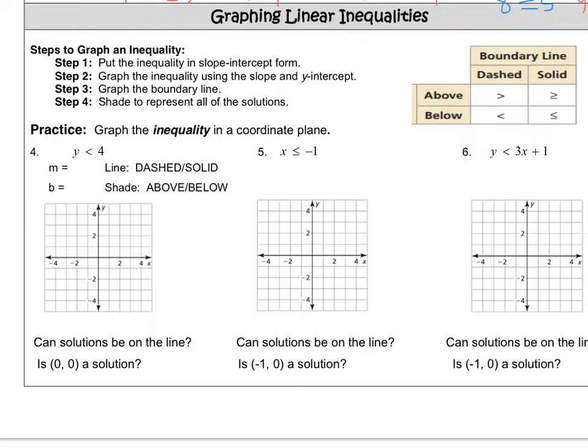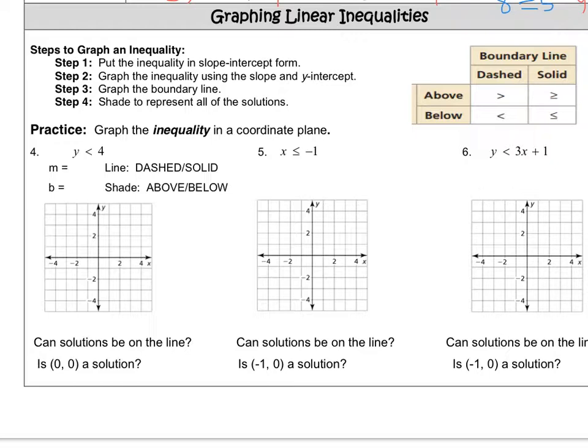So our steps are, first thing, just like we would do for graphing anything, we need to get it into slope-intercept form. Once it's in slope-intercept form, we can figure out our slope and our intercept to graph the line, but we need to decide if our boundary is dotted or solid, and then we'll shade it. So those are really our steps.